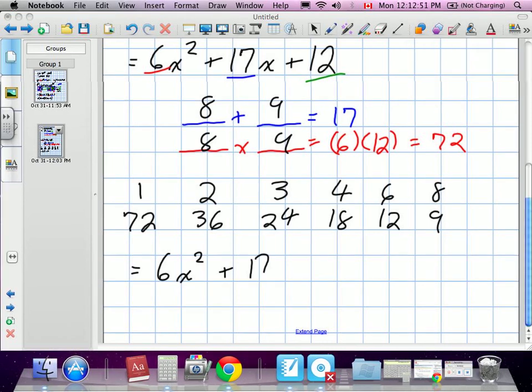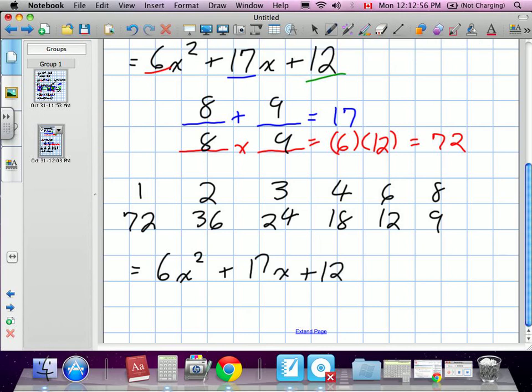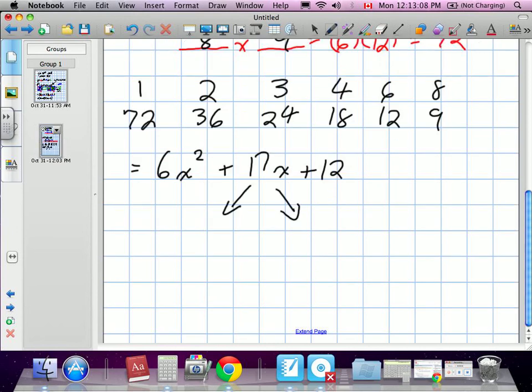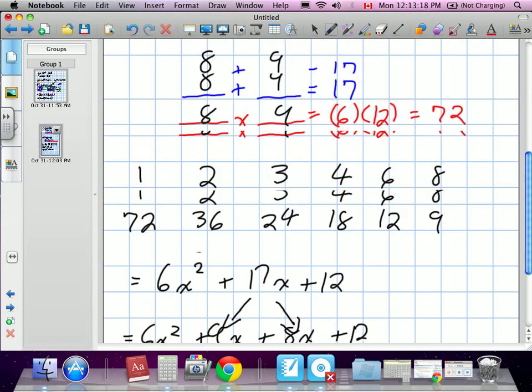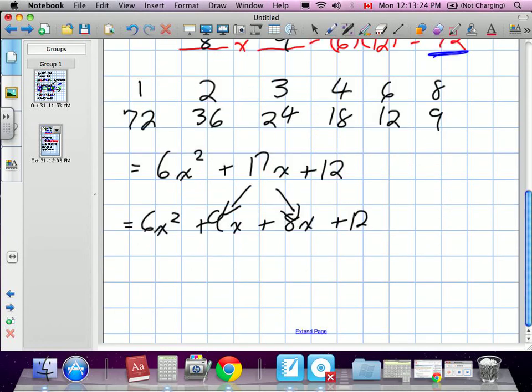Okay, again with decomposition, we're rewriting this out. Now, this is what's very important. The two numbers we decided to use were 8 and 9. So what we're actually going to do is we're going to be splitting 17x into 6x squared plus 9x plus 8x. So the two numbers that we found that added to 17 and multiplied to 72, we input them into the equation, and our middle term, or our b term, is split into those.